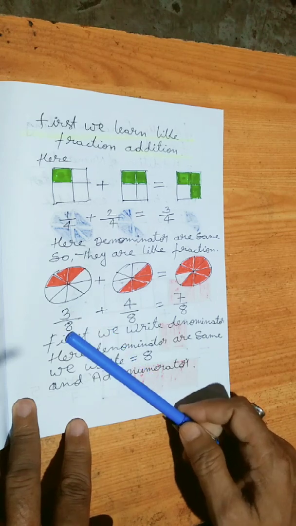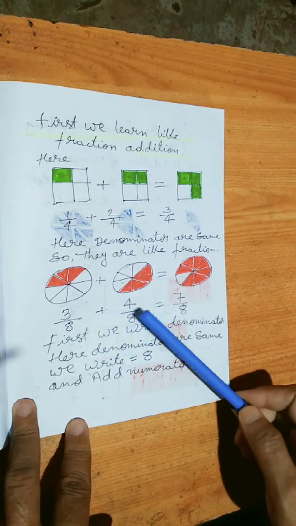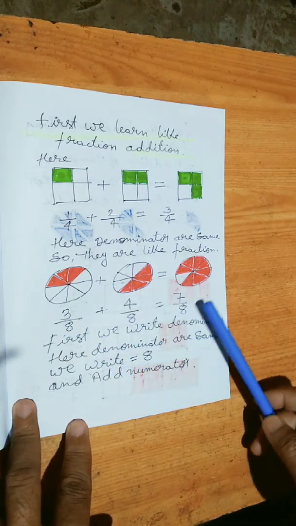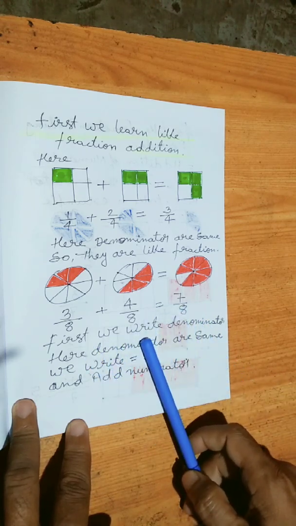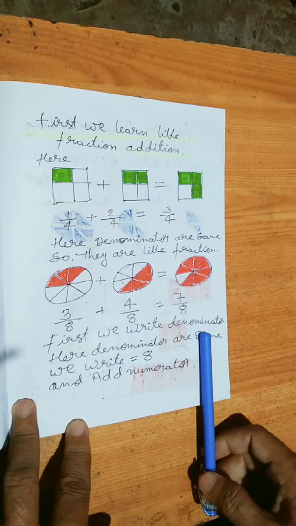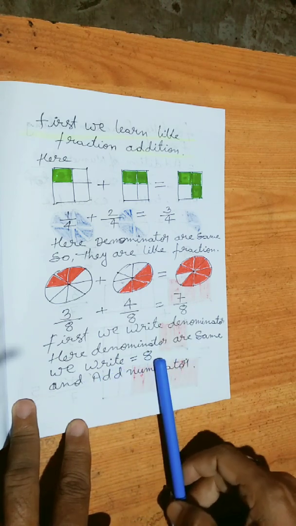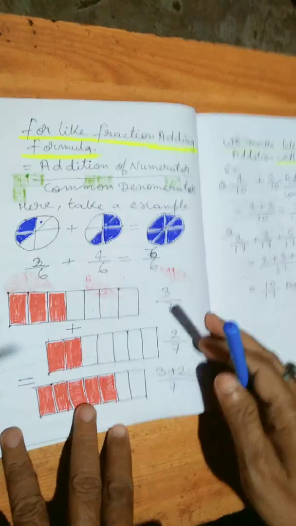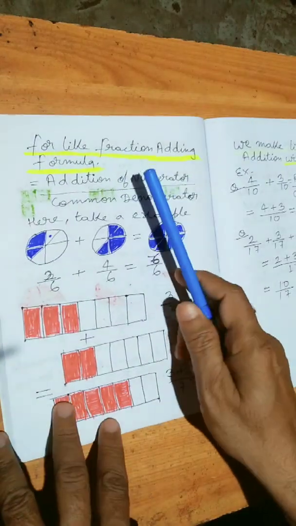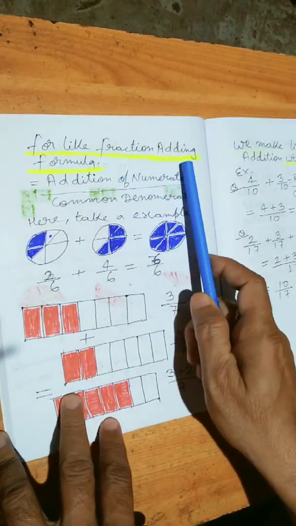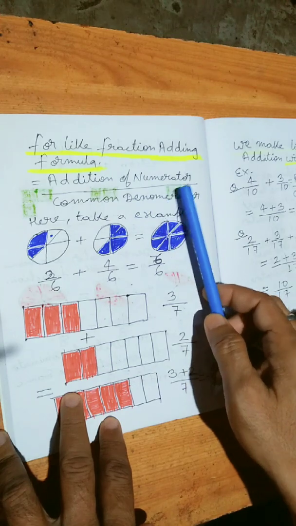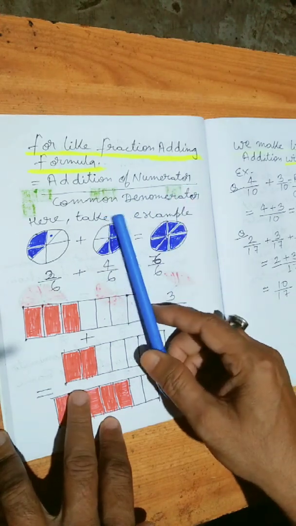Here 3 by 8 plus 4 by 8 is equal to 7 by 8. First we write the denominator. Here the denominators are the same, so we write 8 as the denominator. For like fractions, the adding formula is the addition of numerators over the common denominator.